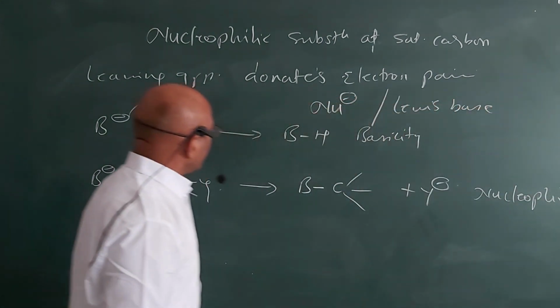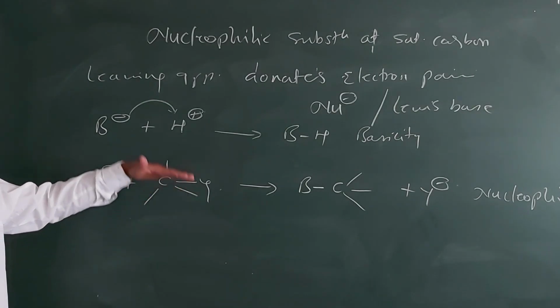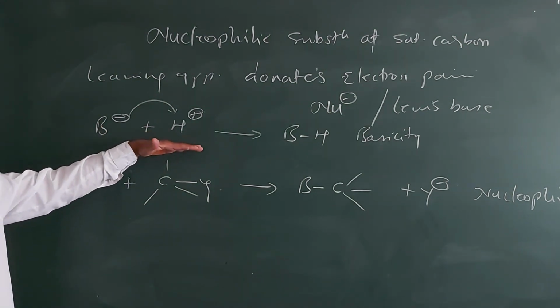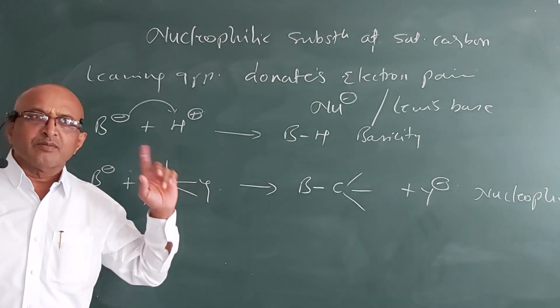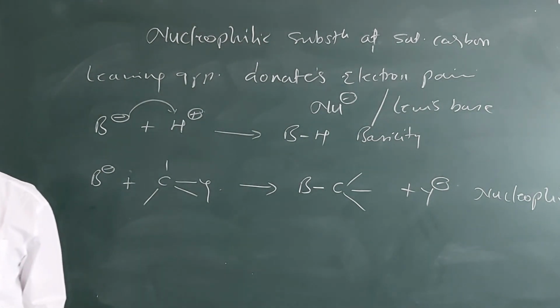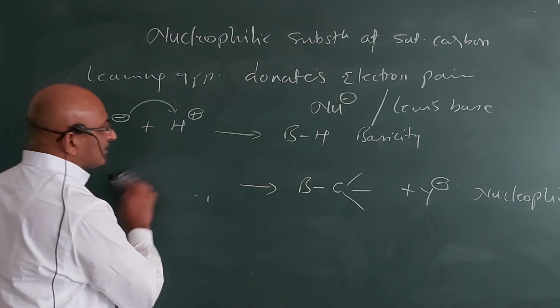And so in this way, a species which can donate an electron pair can act as a nucleophile, and it can also act as a base. And so here we are getting the difference between a base and a nucleophile. So a base donates an electron pair to the proton, and a nucleophile donates an electron pair to an atom other than the proton. And so basicity is a thermodynamic factor and nucleophilicity is a kinetic factor, means it affects the rate of the reaction. And so in this way, we want to study the nucleophilic substitution reactions at a saturated carbon atom.